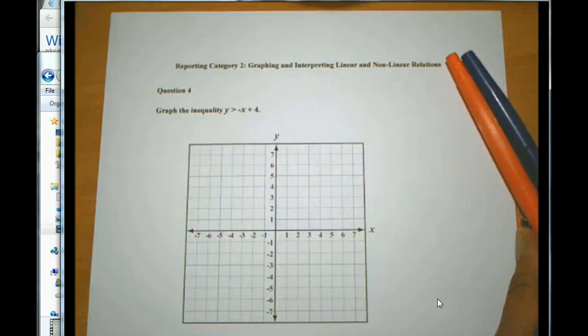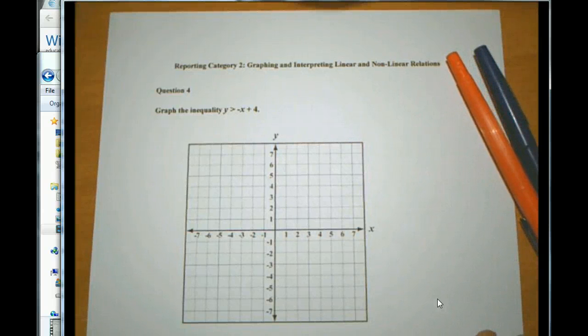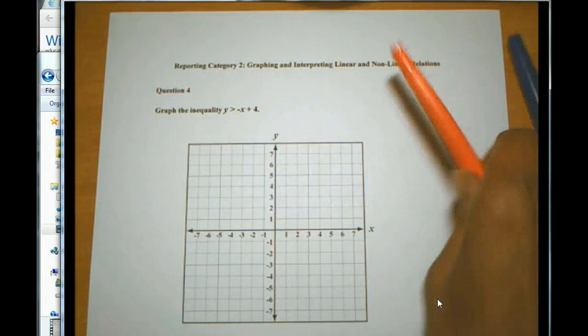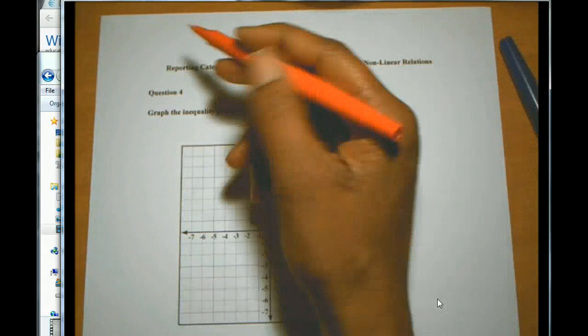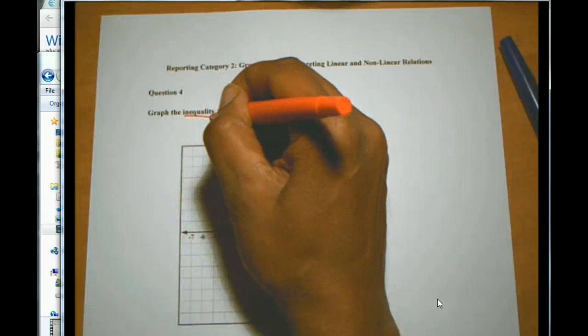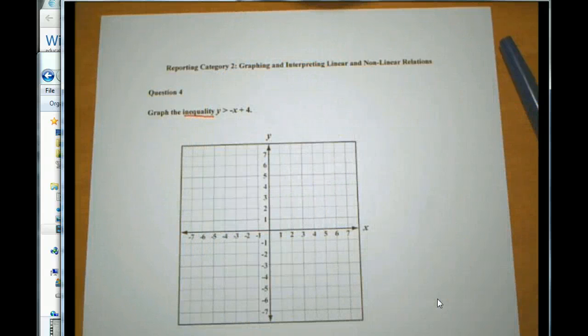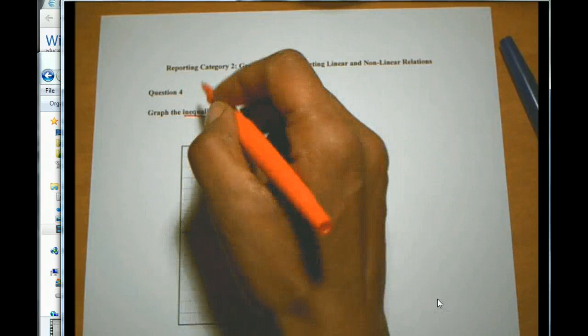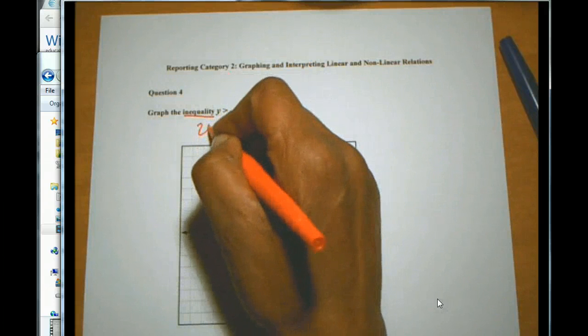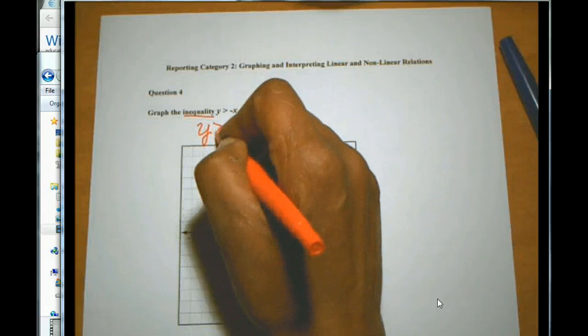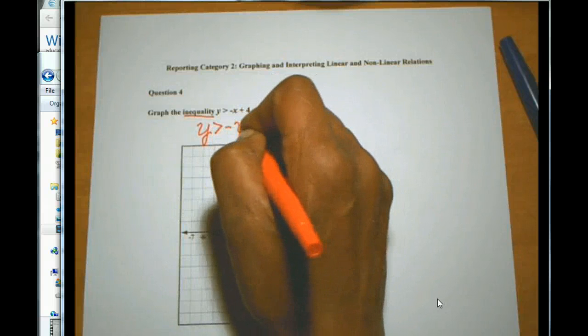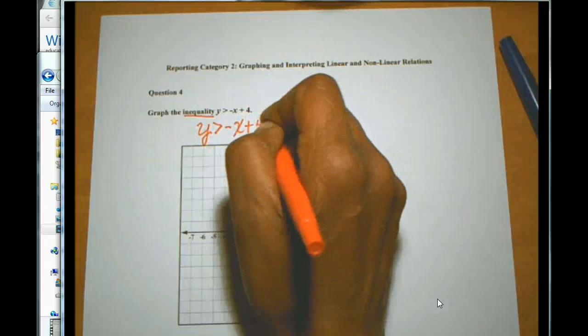So let's look at the problem. Directions are pretty simple. Graph the inequality. And the key word here is inequality. Graph the inequality. Y is greater than the opposite of x plus 4. I'm going to write that a little bit bigger. Y is greater than the opposite of x plus 4.